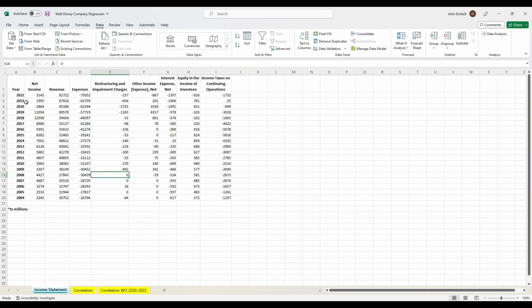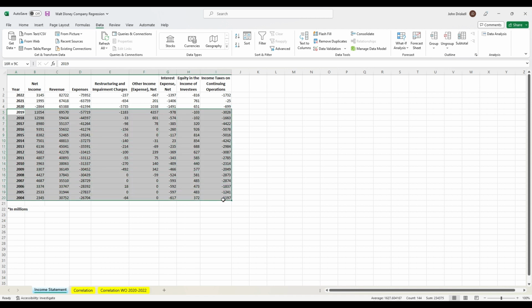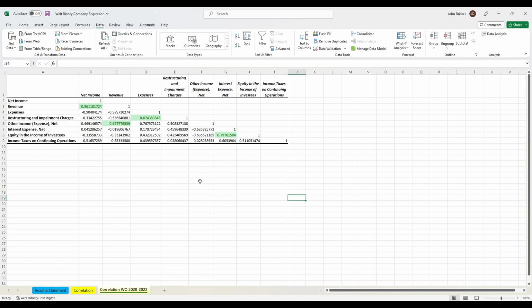Because of COVID affecting our income statement, we also wanted to see the years from 2019 all the way to 2004 and run it separately. So we did the same thing: Data, Data Analysis, Correlation, and we grabbed from 2019 all the way to 2004. That's excluding our COVID years affecting our income statement, to see if we had a different result. After we ran that, this is our correlation analysis that we got.